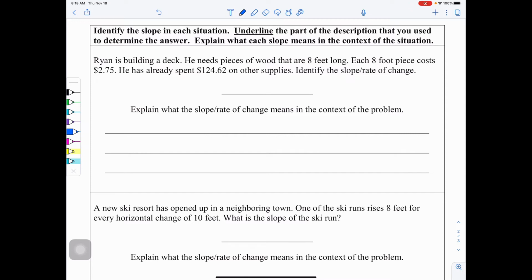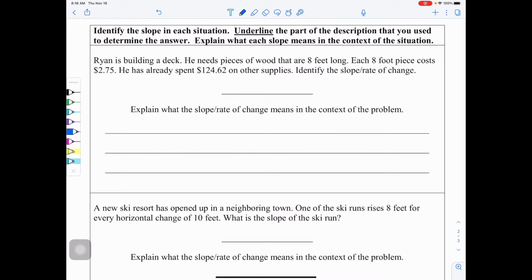Ryan is building a deck. He needs pieces of wood that are 8 feet long. Each 8-foot piece costs $2.75. He has already spent $124.62 on other supplies. Identify the slope or rate of change.